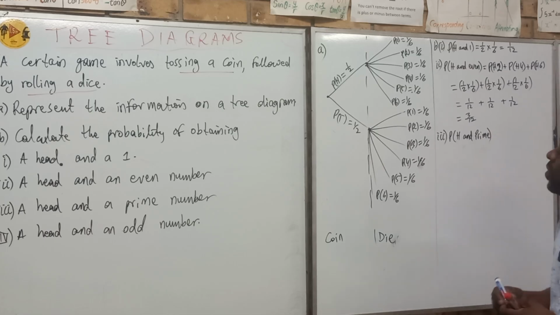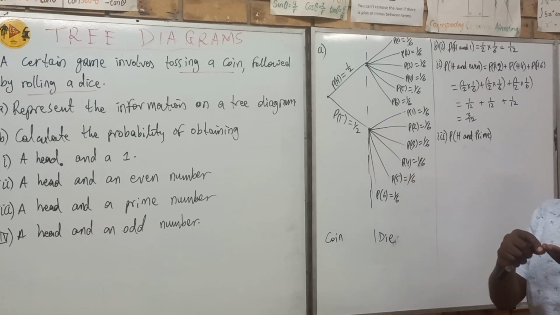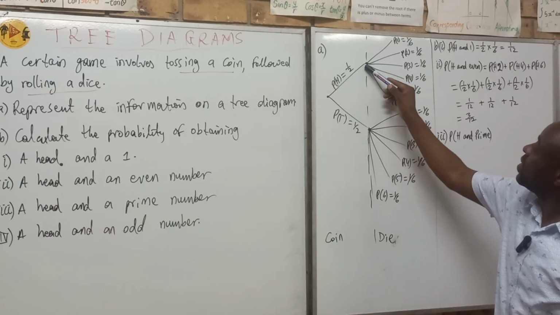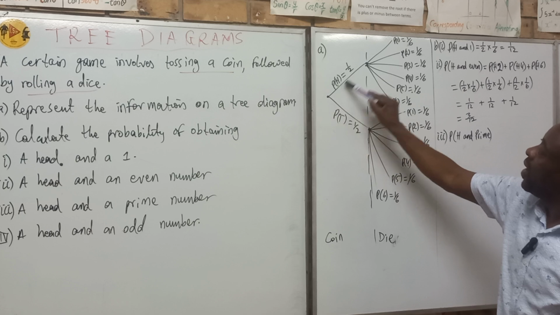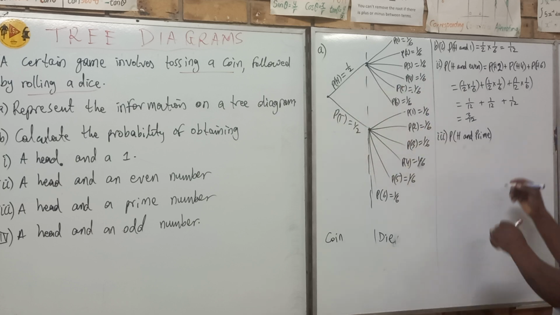So what do we do? The prime numbers are 2, 3, and 5. So you must know your prime numbers: 2, 3, 5. So I'll get a head and a 2, or a head and a 3, or a head and a 5. So that is it.